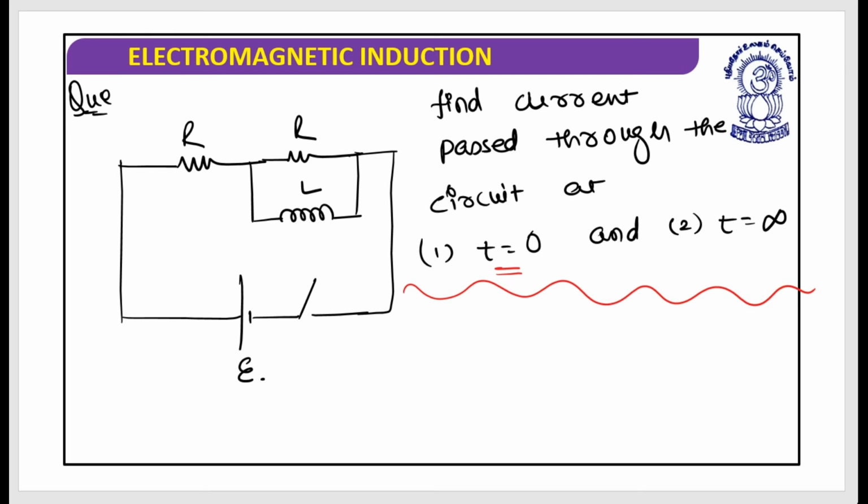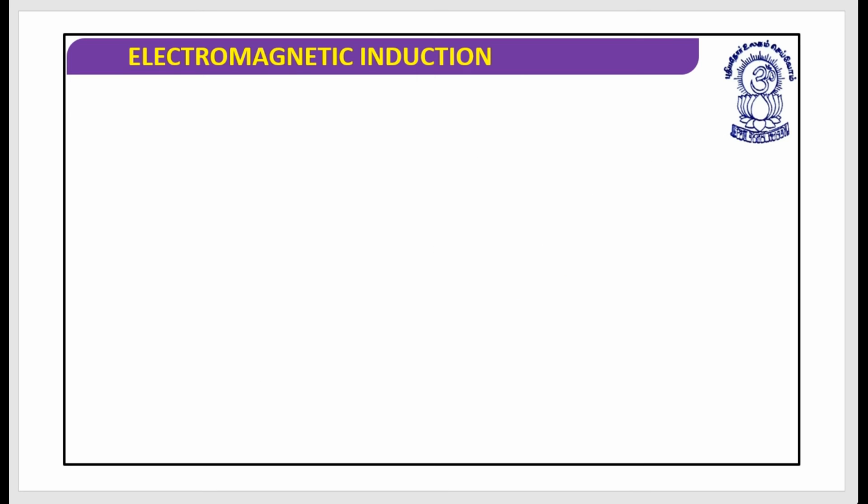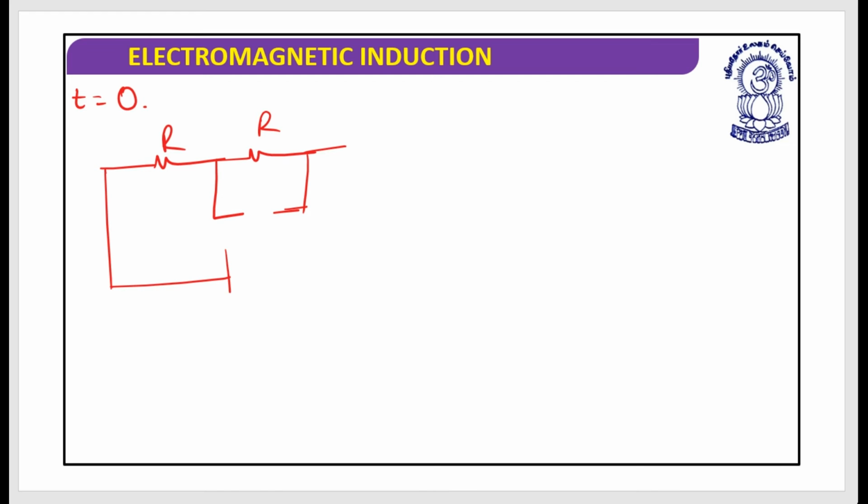let me use the second slide and let us discuss it. This is the situation at t equals 0. This is R, and the inductor over there has now behaved as an open switch. So that path is open and the battery has been connected like this. This is the situation at t equals 0.